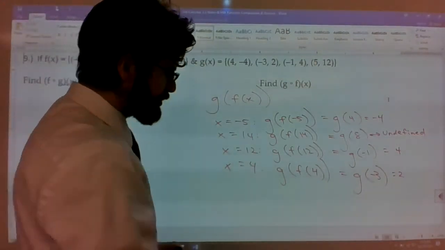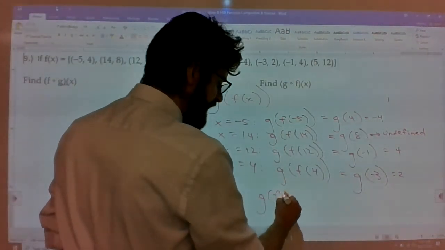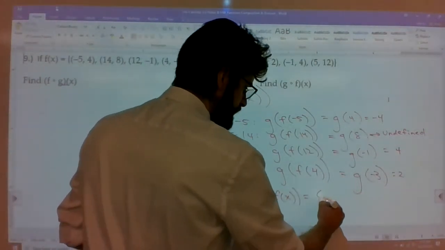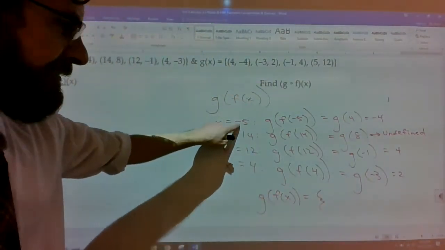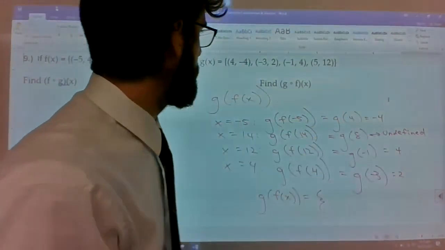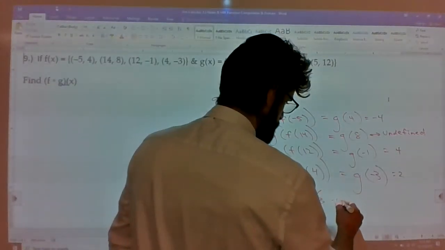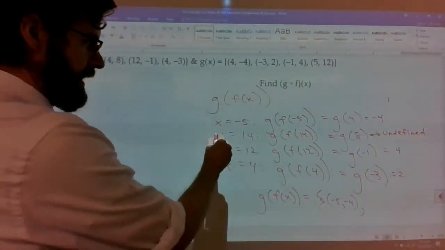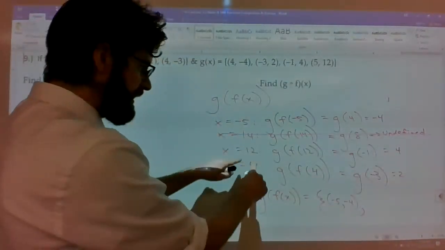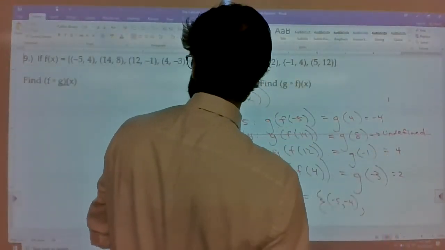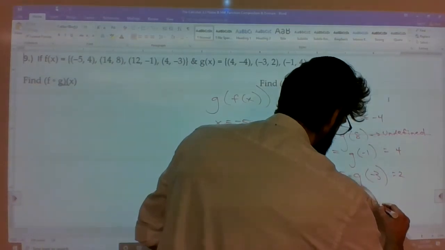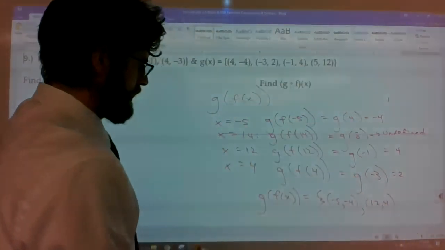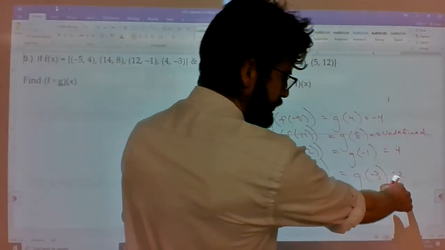So the composite function, g of f of x, equals the element -5, -4. Not this one. The element 12, 4. And then the element 4, 2.